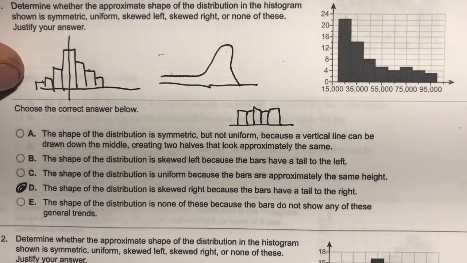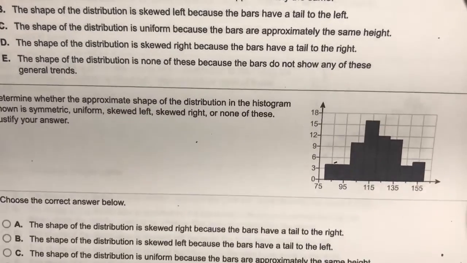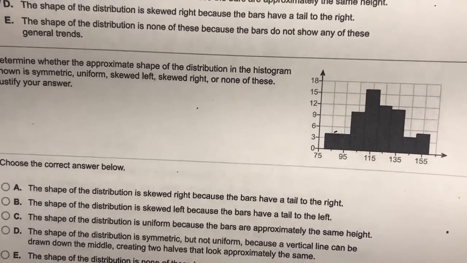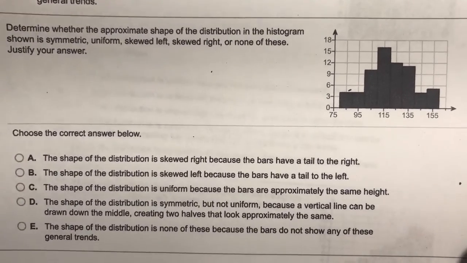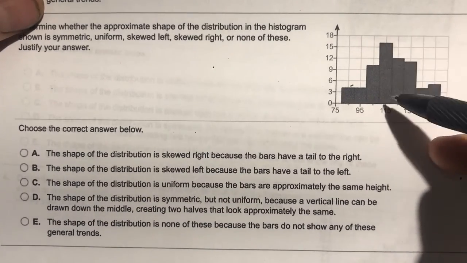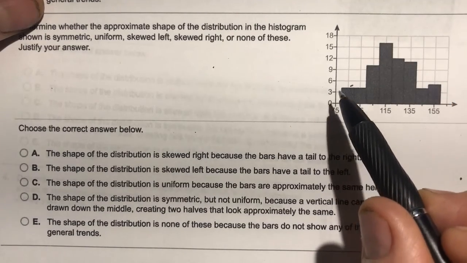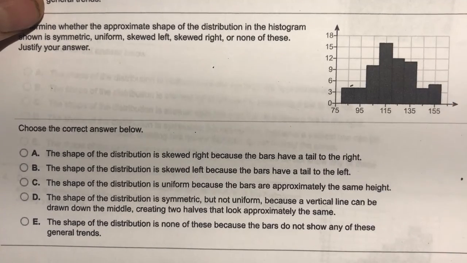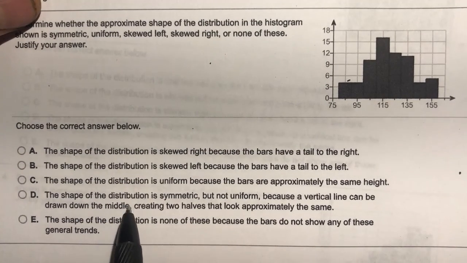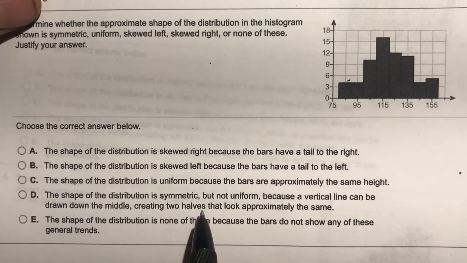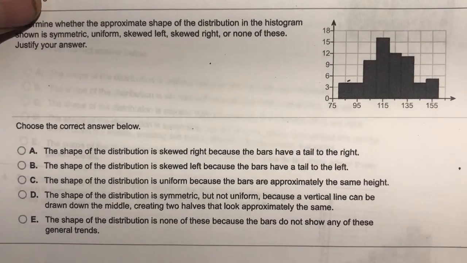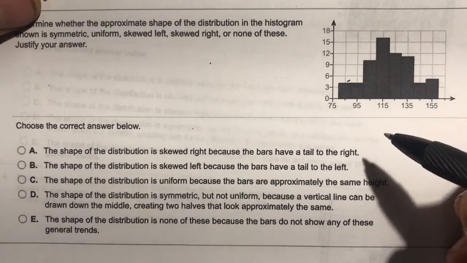Now here's one here. We see this picture here. Now this one looks like it's more symmetric. You can see here we have sort of like a central point that we could cut it down, and the left would look like the right, sort of. It's symmetric. So let's see here. It looks like D here. The shape of the distribution is symmetric, but not uniform because a vertical line can be drawn down the middle, creating two halves that look approximately the same. So that's what we have right there.